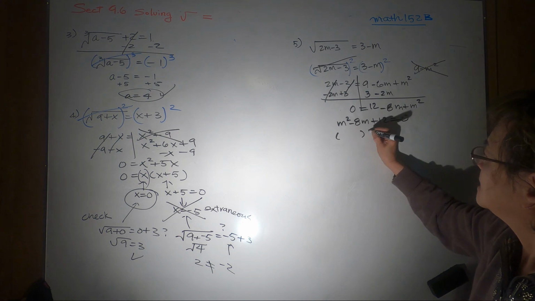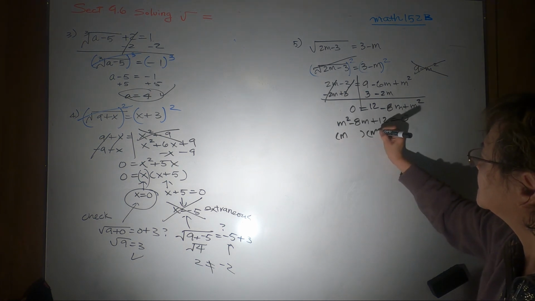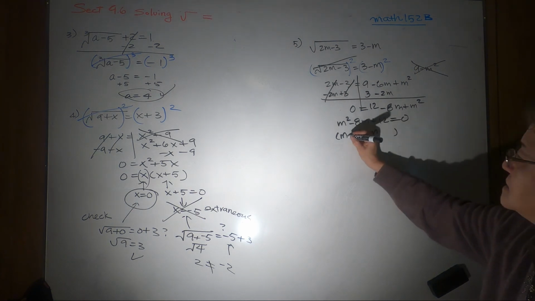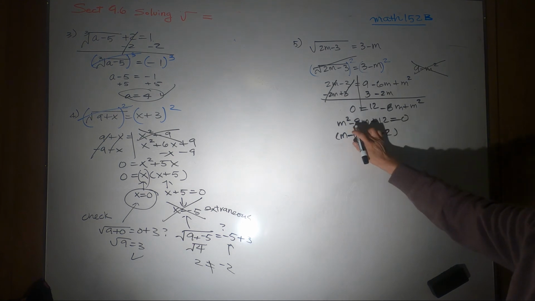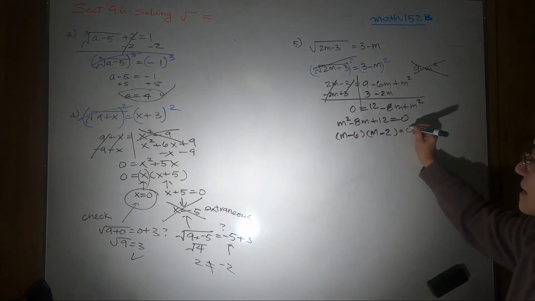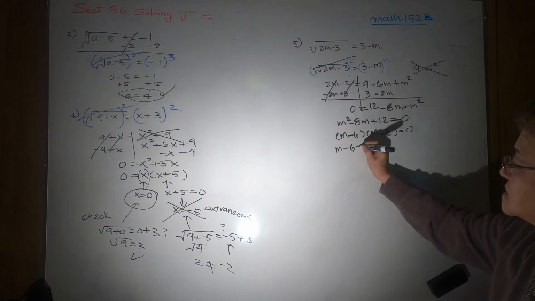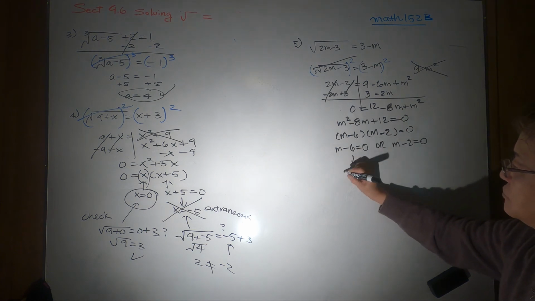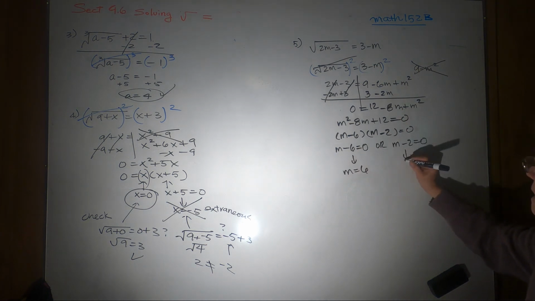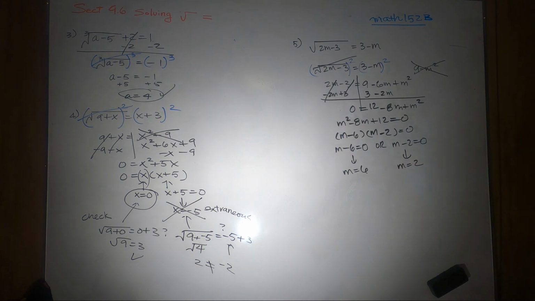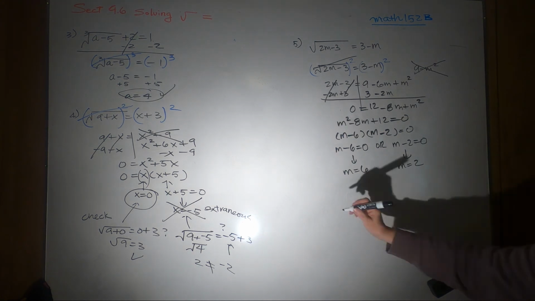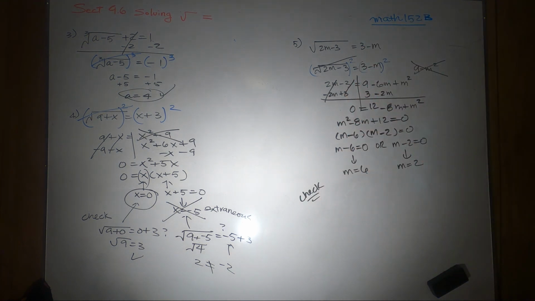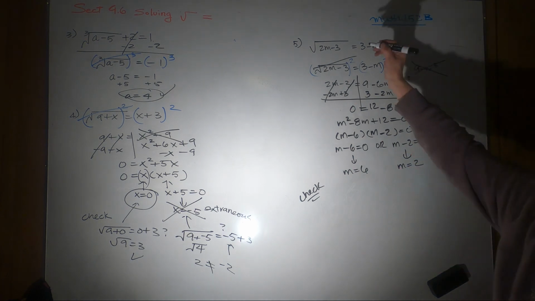Then trinomial, leading coefficient is 1. I can just write it there. For two numbers, multiply together is 12, add together is negative 8, right? So I will have m minus 6 equals 0, or m minus 2 is 0. Then what we do? M is 6, m is 2. Then make sure we check because it's an even root, right? So you plug into the original.